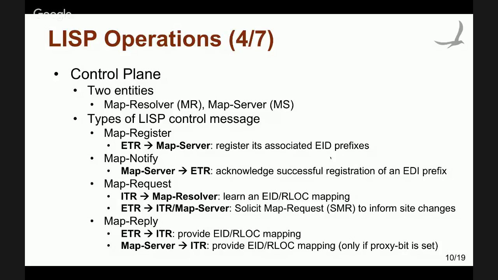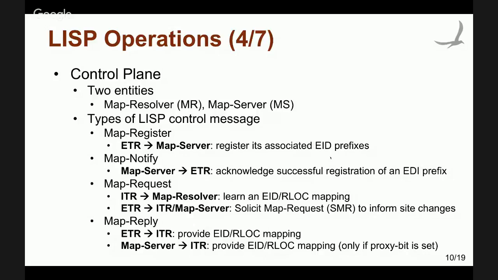Another type of control message is the map request. Typically, a map request is sent by the ITR. When a certain packet has been received by the ITR and there is no mapping information available for it, then it tries to ask the mapping system for this mapping. We call this request a map request, and they try to learn the EID RLOC mapping. Another map request is the solicit map request. In some cases, the host could be moved from one site to another site. In that case, it should announce that its location has changed. This kind of announcement can be realized by sending this solicit map request to the map system.